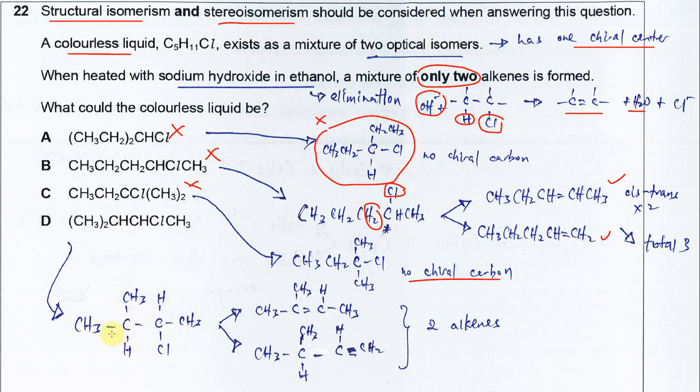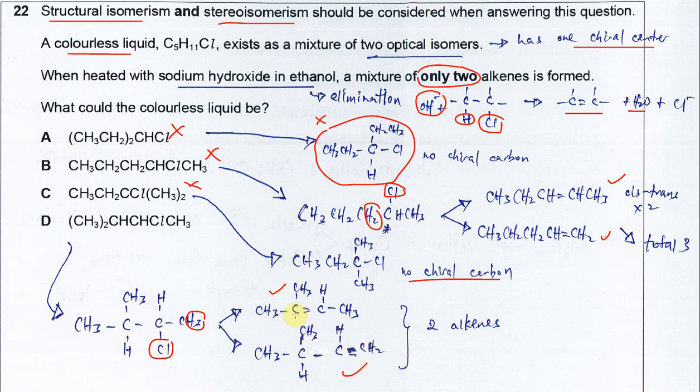If you draw it nicely, it looks something like this one. So we know that this carbon is a chiral carbon, because it has 1, 2, 3, 4 different groups bonded to it. And this molecule will also undergo elimination. This chlorine can be removed with this hydrogen to form this alkene, or this chlorine can be removed with this hydrogen to form this alkene.